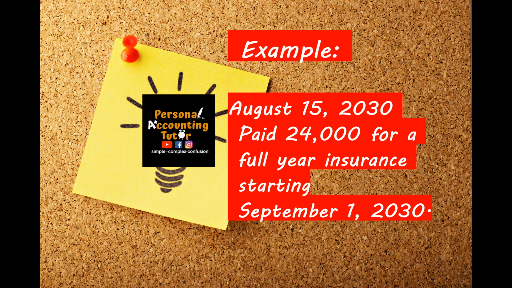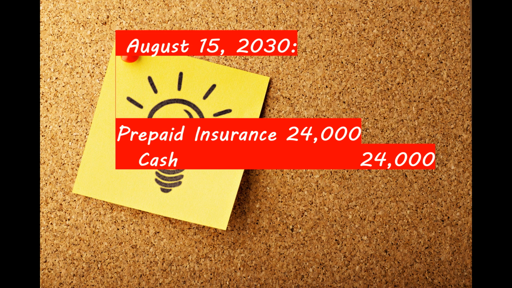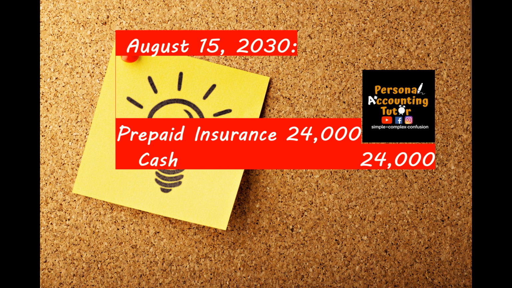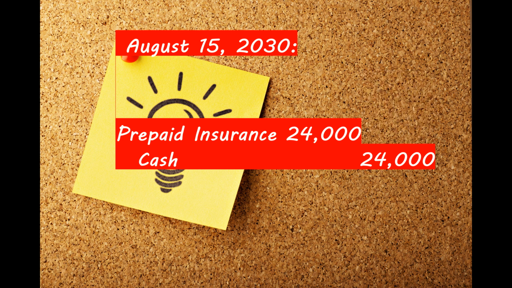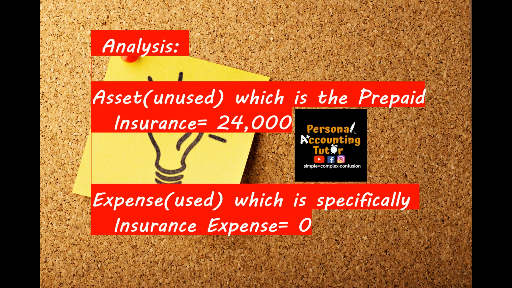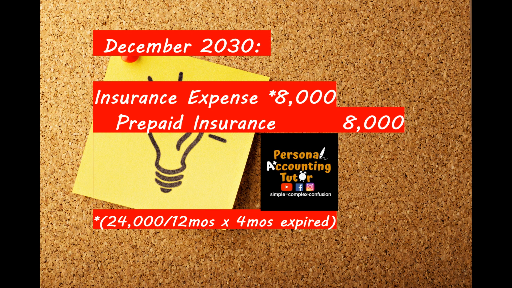So, August 15, 2030, we have debit prepaid insurance 24,000, credit cash 24,000. Now here's the analysis. The asset, which is the prepaid insurance because it is still unused, is equal to 24,000 at this point. Expense, or the used portion, which is specifically the insurance expense, is equal to 0 because it is still the start.